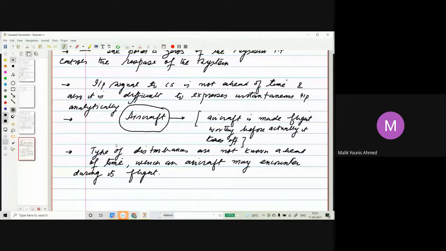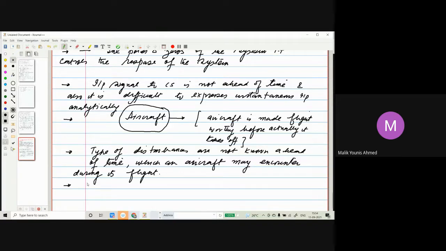So hence, before the aircraft is launched into the space, the laboratory tests are done using what? Test signals as though they are disturbances. So what we do as an efficient engineer, before the aircraft is launched into the space, the laboratory tests are done, and those tests are done as though the signals are given as input, which may be treated as disturbances that an aircraft can encounter during its flight.